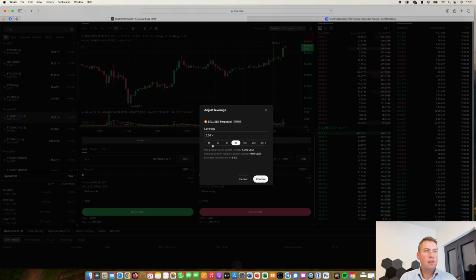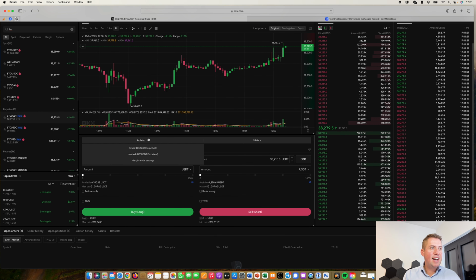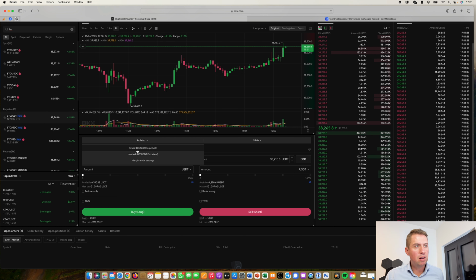So you would lose your 1,000 US dollars. And yeah, I wouldn't recommend using a higher leverage than 3x. However, with cryptocurrencies that are a bit more stable, like Bitcoin, you can also go up to 5x. And isolated basically means you can only lose the amount of money that is in that position. Cross basically means you can lose all the money that is in your trading account.